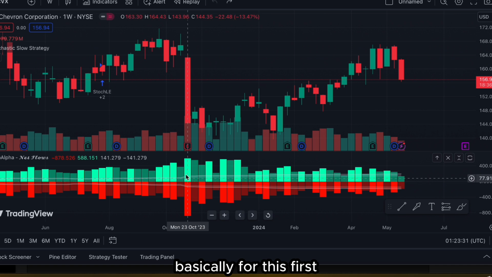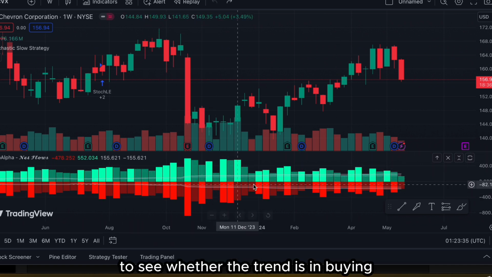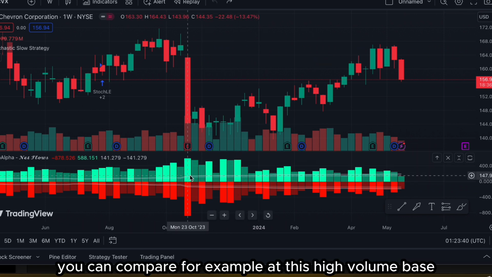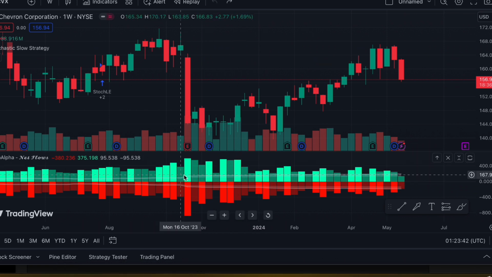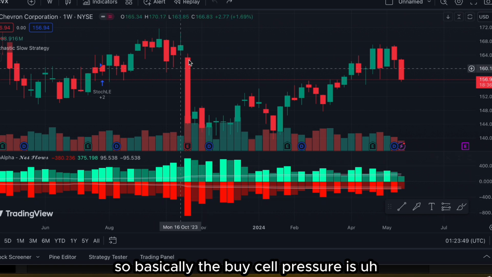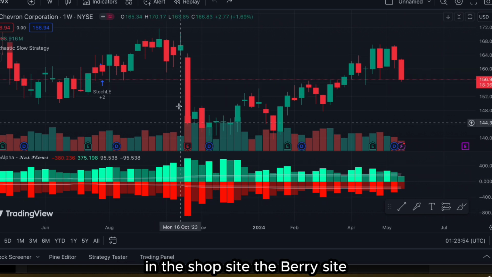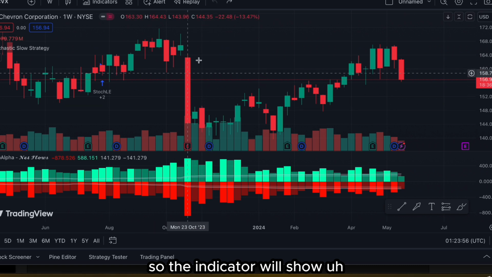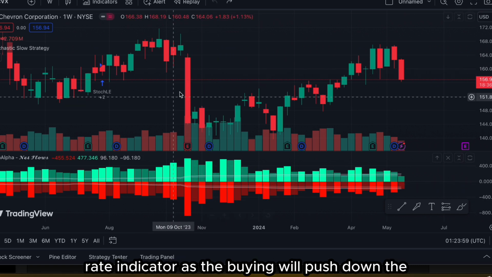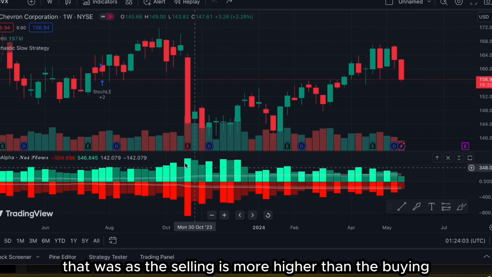Basically for this first one, you can use this indicator to see whether the trend is buying or selling. You can compare, for example, at this high volume place, the buying is 588 and the selling is 800 something. So basically the buy sell pressure is on the short side, the bearish side. The indicator will show red as the selling pushes the candlestick down, going downwards as the selling is higher than the buying.